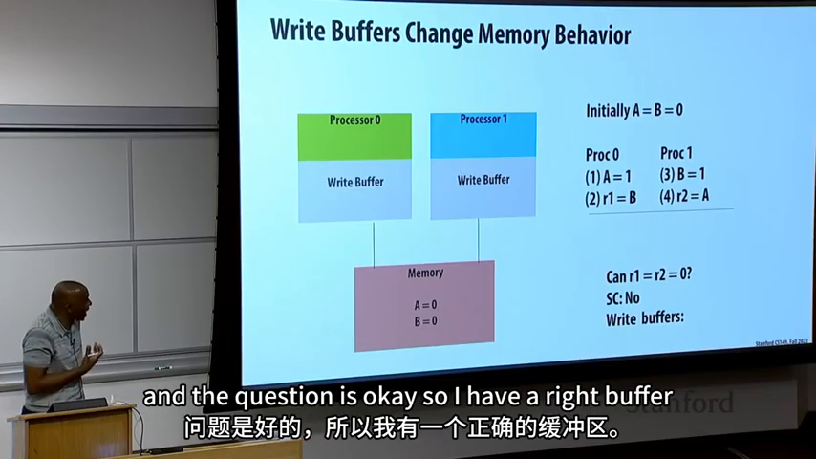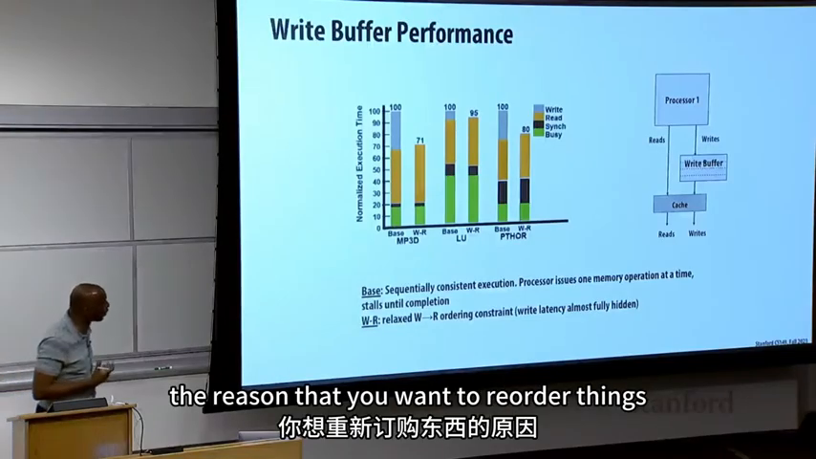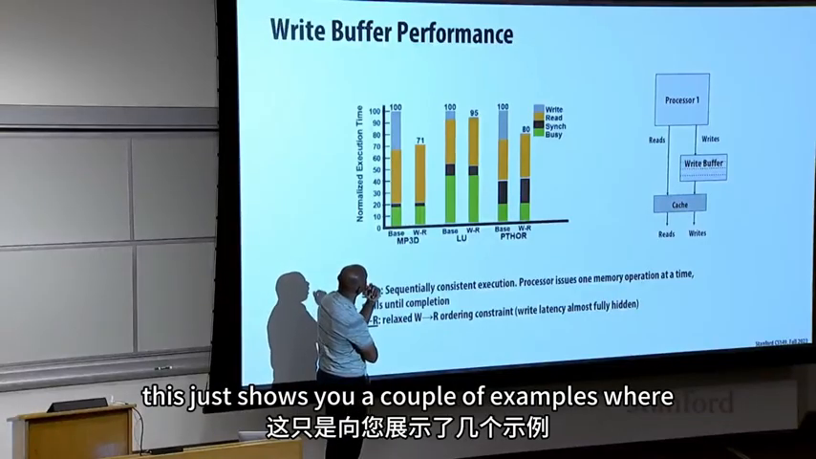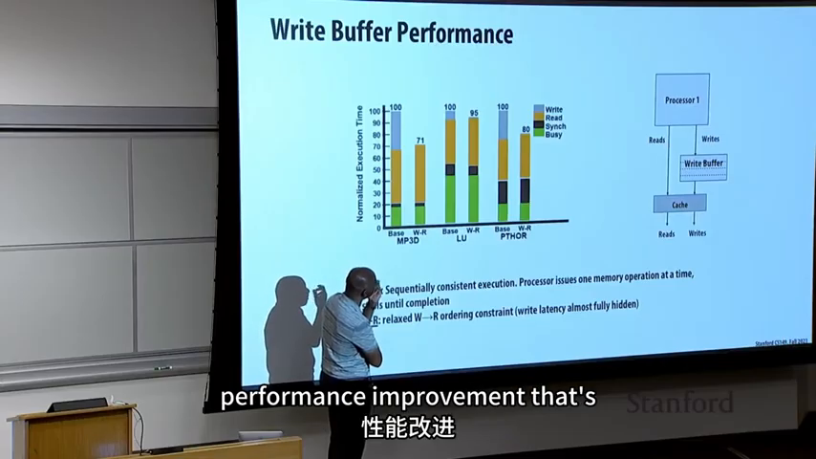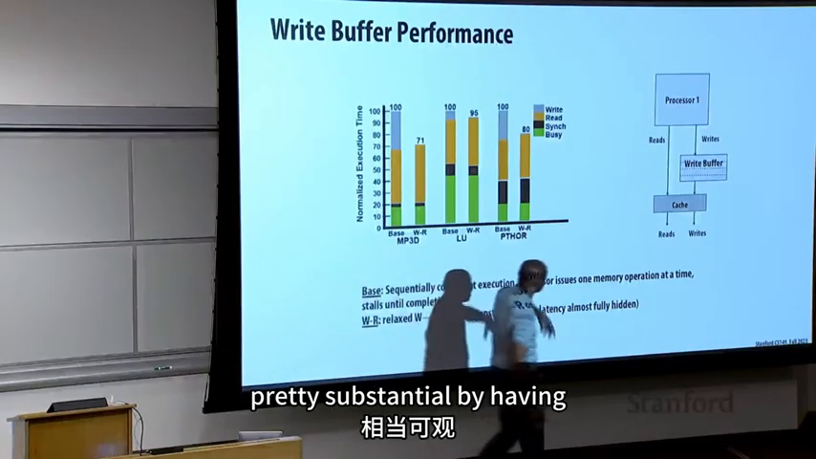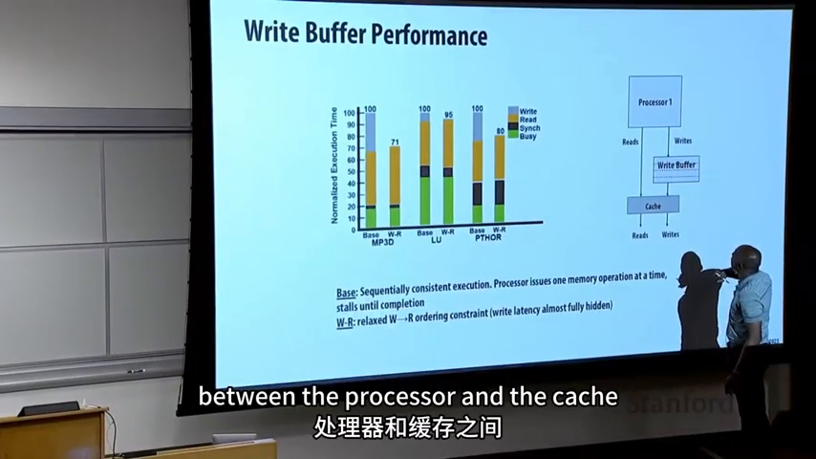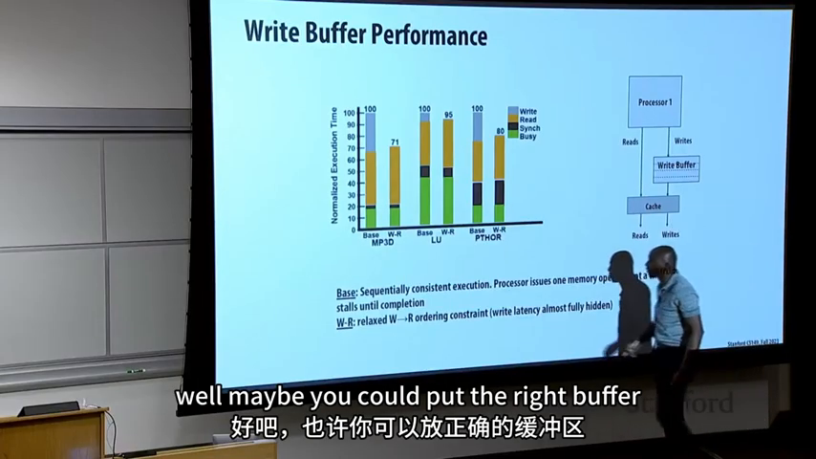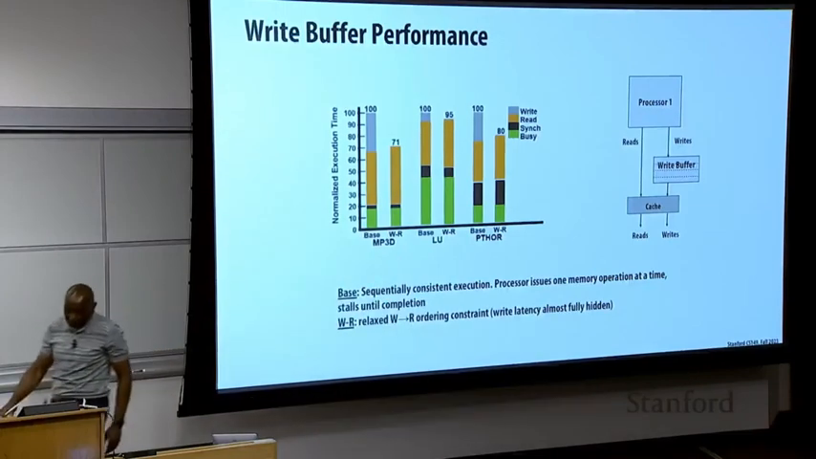It may not be obvious why this behavior should be allowed. The question is, okay, I have a write buffer. We said the reason that you want to reorder things is to improve performance. This just shows you a couple of examples where you can get a pretty substantial performance improvement by having a write buffer between the processor and the cache, or maybe you put the write buffer on the other side of the cache, between the cache and the bus.